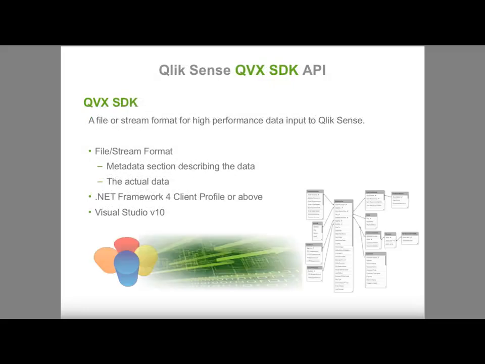The Qlik Sense QVX SDK. QVX is a format Qlik uses for doing data exchange. It is one that's been optimized and provides high performance for streaming data into Qlik Sense. You can output to a file and read those QVX files with Qlik Sense in the load script, or you can create a custom connector, use the QVX as the format that's being brought in, stream that data into the Qlik application. The file format has two main parts. There's a metadata section that describes the data, and then there's the actual data block that follows after.